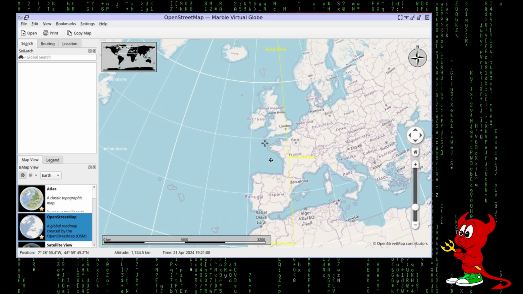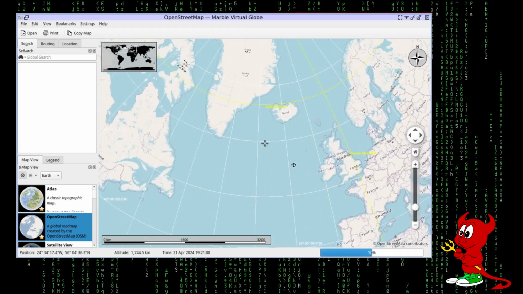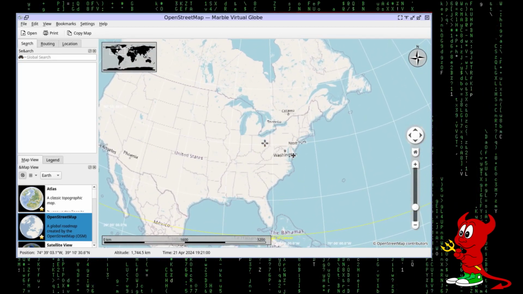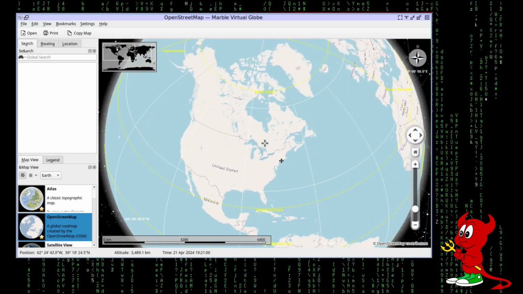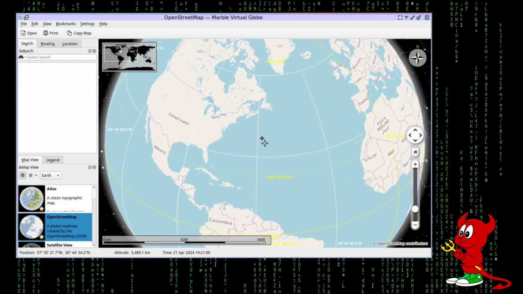For example, between Europe, between France and the US, there goes a little bit of a long distance across the pond, right? Great software for kids to explore the planet Earth.